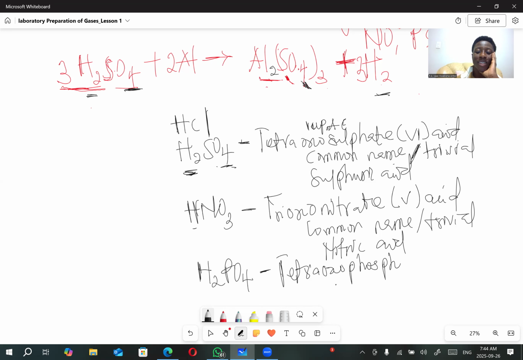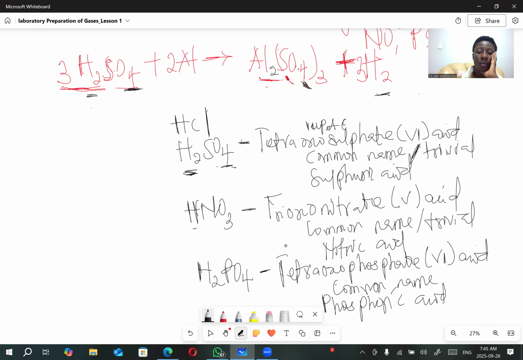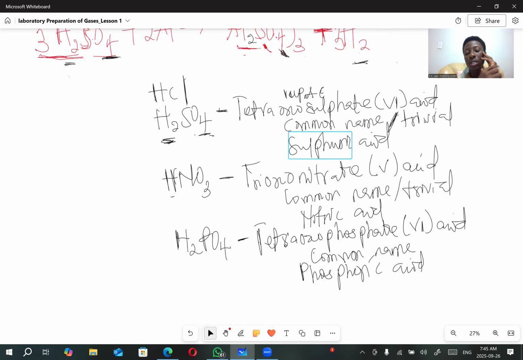Phosphate. Phosphate 6. 6 is the oxidation state, okay? Then acid. The common name is phosphoric acid, yeah. So these are the common acids you meet. They are all strong acids. So I'm just listing them now.